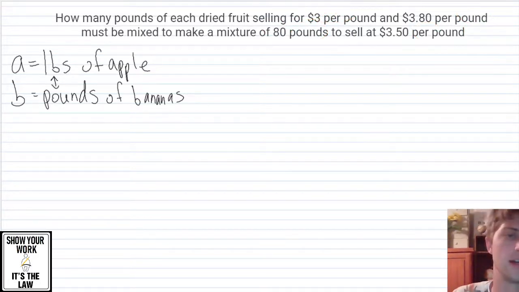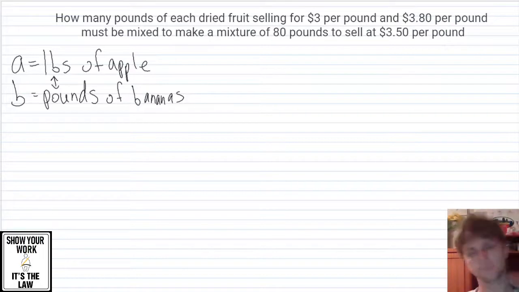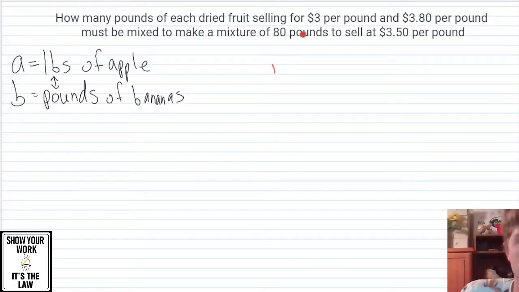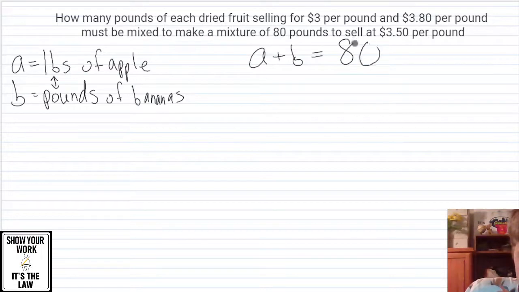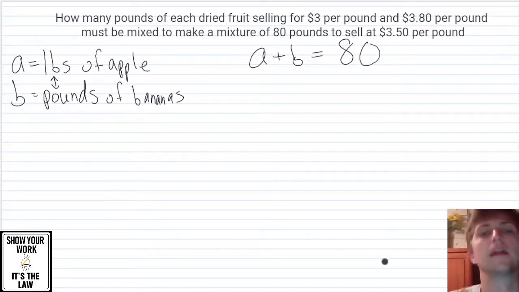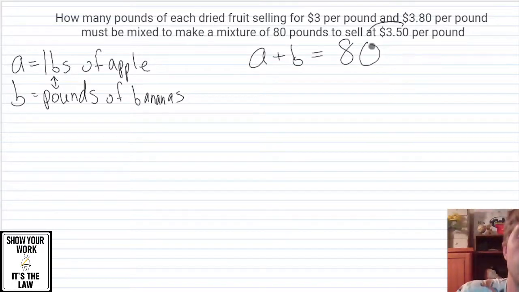So that's how we know what our variables are talking about. First thing we know, the mixture is going to equal 80 pounds. So that means the pounds of apples plus the pounds of bananas is going to equal 80. That's easy. Now, the other one is talking about price per pound.